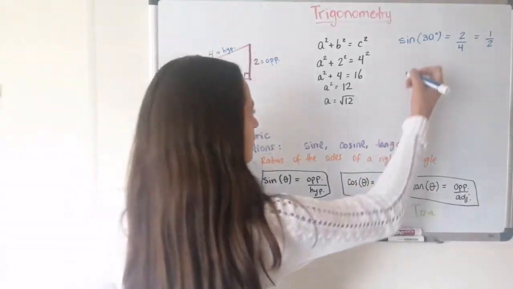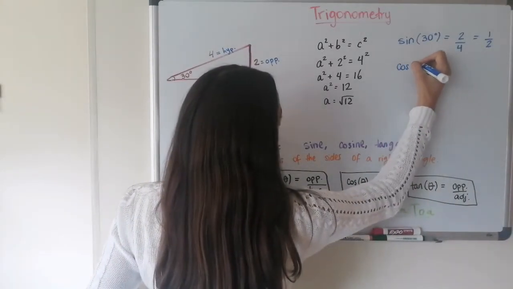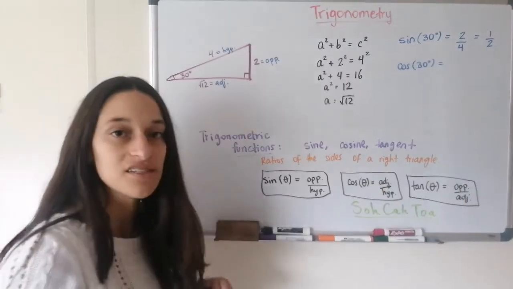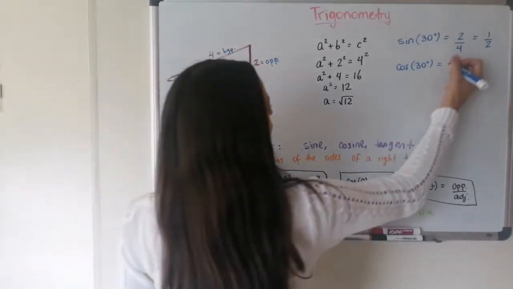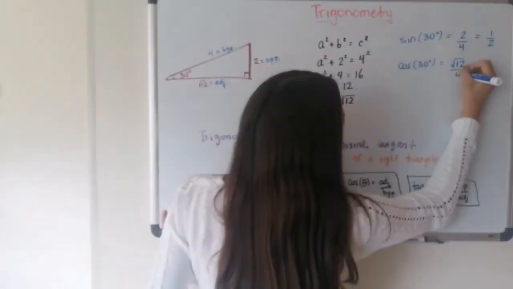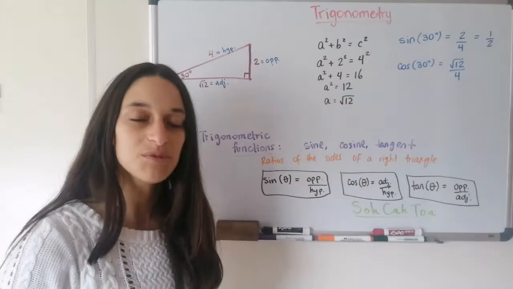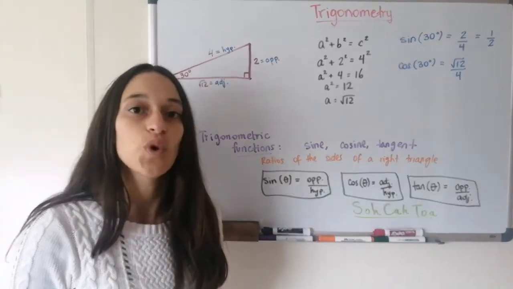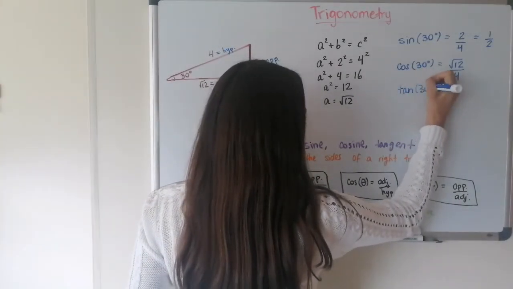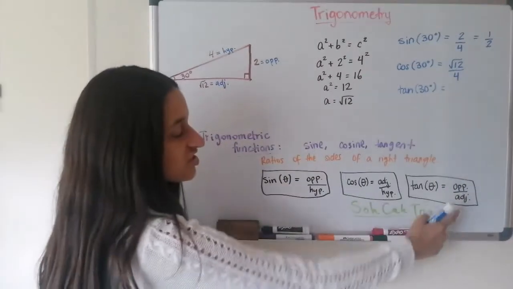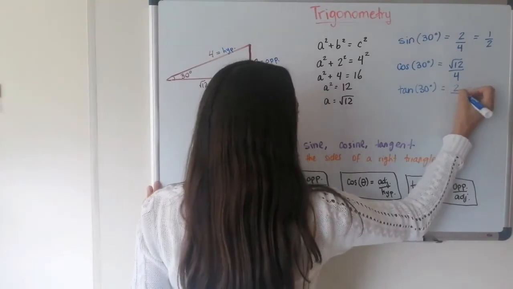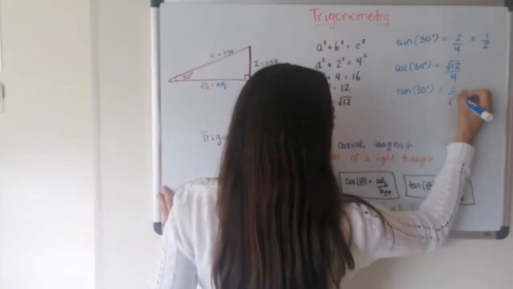Now let's try to find cosine of 30. So we can still use our triangle. The cosine of 30 degrees will be equal to, according to the definition, adjacent over hypotenuse. The adjacent was square root of 12. And the hypotenuse is 4. So that is a decimal, but we can also just state it as square root of 12 over 4. And the tangent of 30 degrees. So we go back to the definition. Tangent is opposite over adjacent. The opposite was 2 over the adjacent, which is square root of 12.